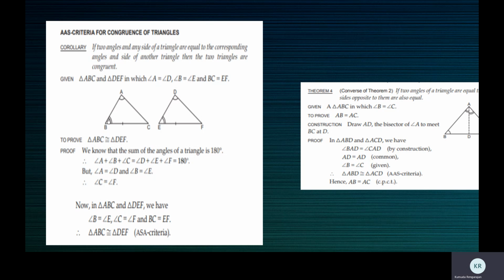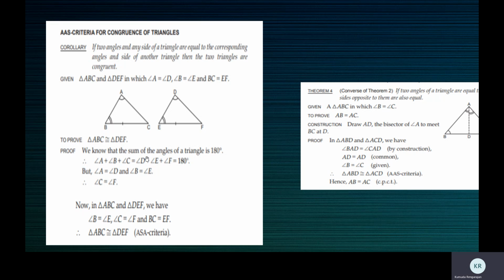So in this triangle, we know that angle A plus B plus C is 180. In this triangle, angle D plus E plus F is 180. So see here, A plus B plus C is equal to D plus E plus F. But we know that angle A is equal to angle D. So that cancels on both sides, A and D. And we also know that B is equal to E. So that cancels on both sides. So we are left with angle C is equal to angle F.